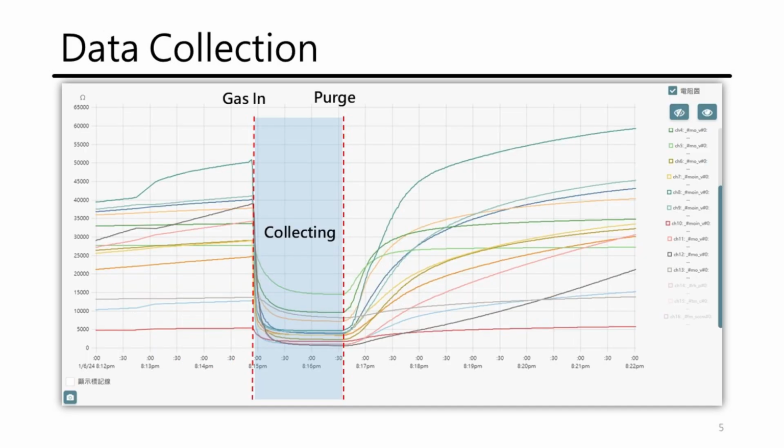During the collecting phase, we actively record the sensor responses to capture the odor profile. Afterward, the system enters the purge phase, where clean air is used to reset the sensors for the next measurement cycle. This process ensures accurate and consistent data for analysis.